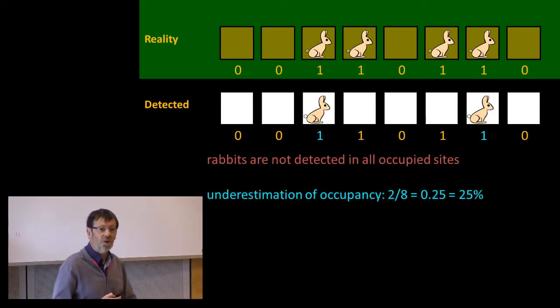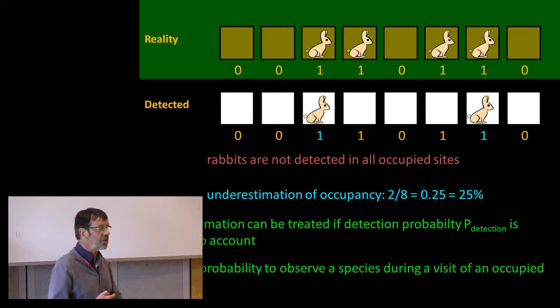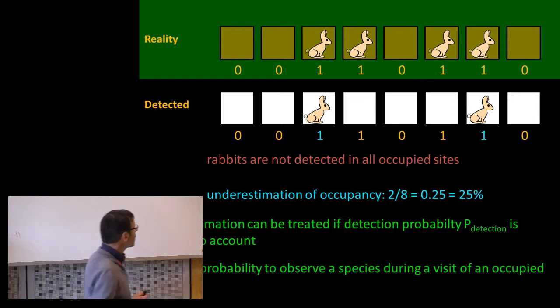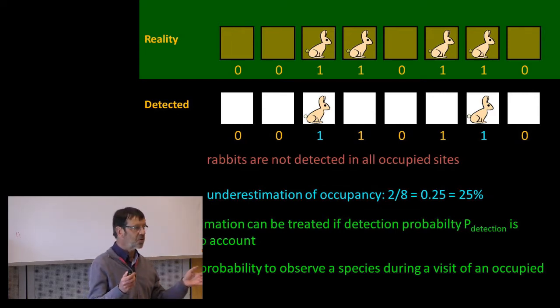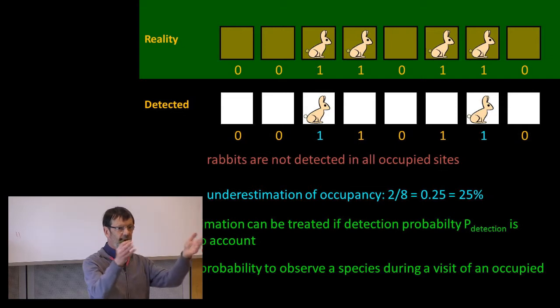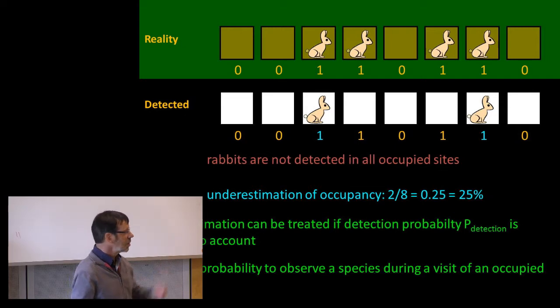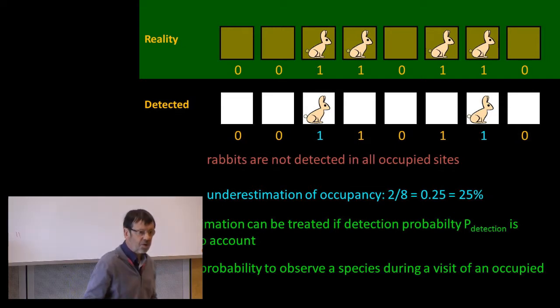So we have an underestimation. So we need to take the detection into account, or else our occupancy estimate is not valid. We call this parameter the detection probability. This is the probability to observe a species during a visit of an occupied site. So for instance, I quickly guessed the detection probability of seeing a wolf in Sweden from your observations, and that's about, I think, half or so. So during one visit, seeing a species.